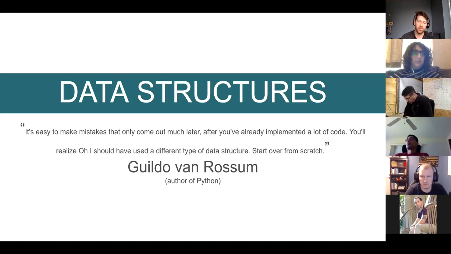Here's a quick quote from the author of Python. It's easy to make mistakes that only come out much later after you've already implemented a lot of code. You'll realize, oh, I should have used a different type of data structure. So then you have to start over from scratch. So again, as long as you know these different types of data structures exist, you can pick and choose which one will be the best data structure to solve your problem.